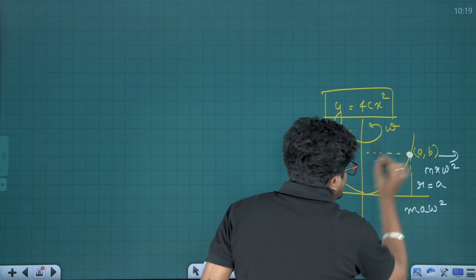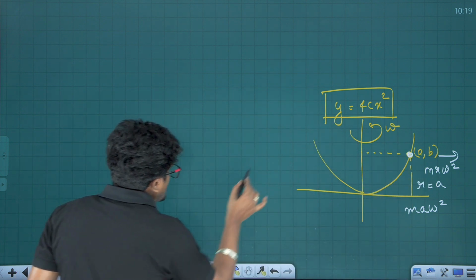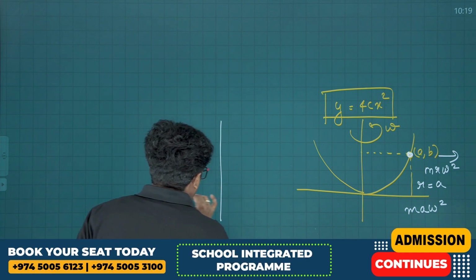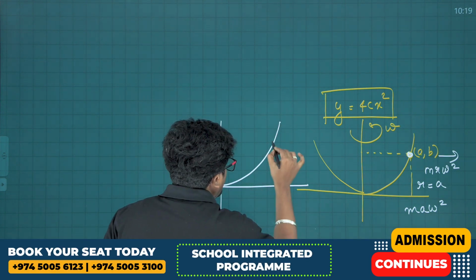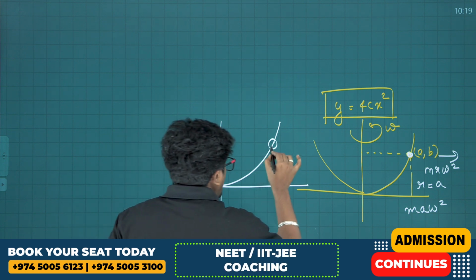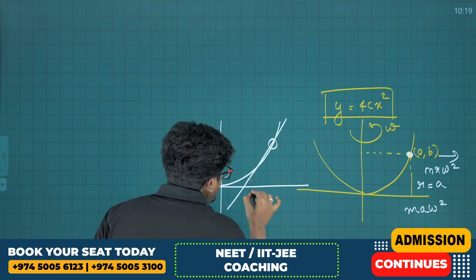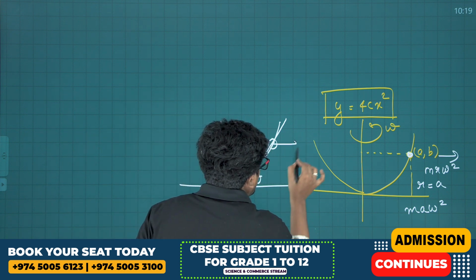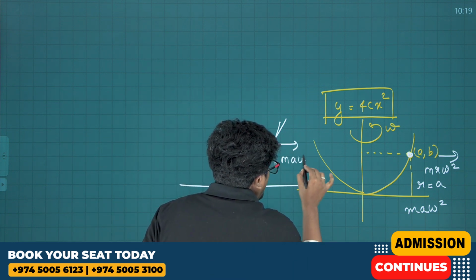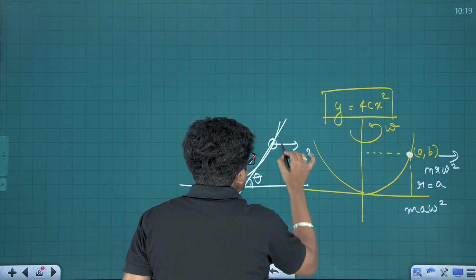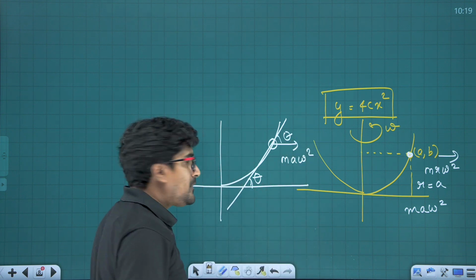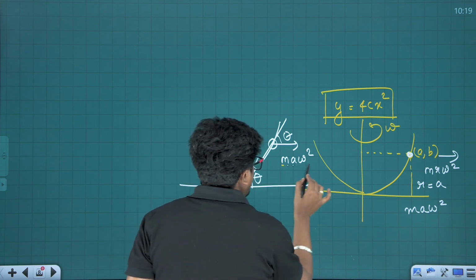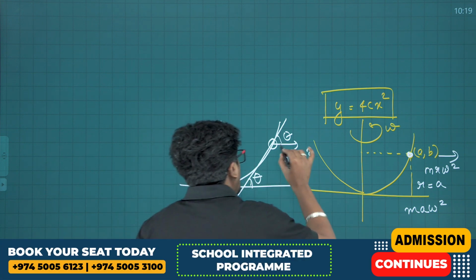Now, let me consider this point. If I consider that mass again, let this be that part and let this be the mass. If I draw a tangent here, theta is going to be the angle. Now, this force acting is m into a omega square. If this angle is theta, this one is also theta.